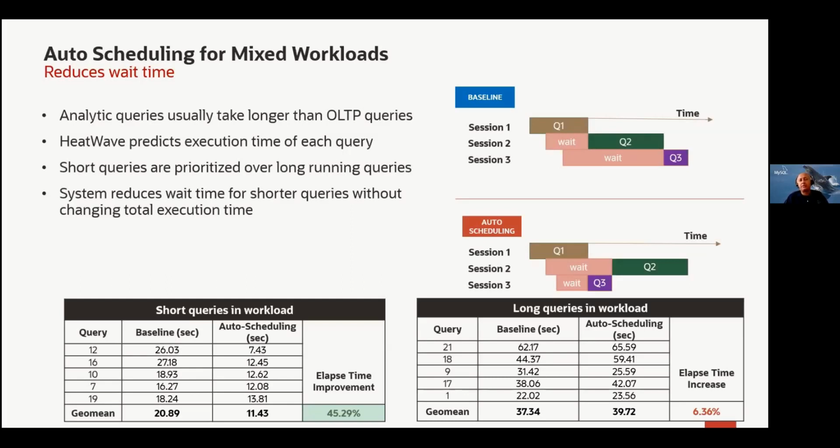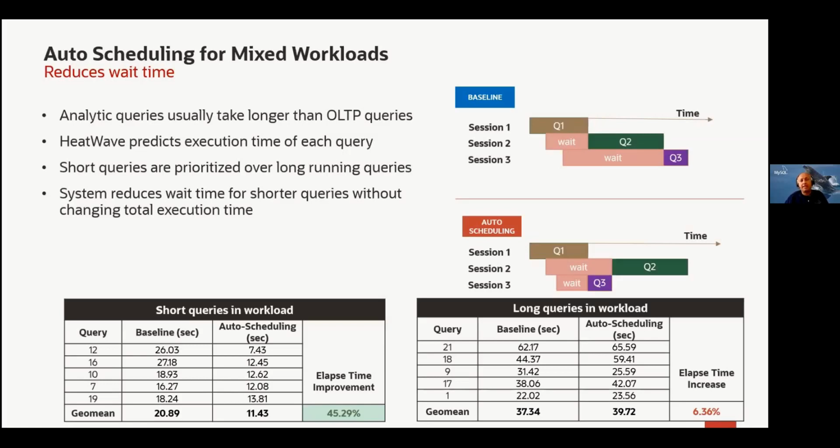That's not a very good user experience, because for the shorter running interactive queries, the customer would like a better response time. So what we have done, which is fairly unique in HeatWave, is that for every query which comes in, prior to execution, we predict the execution time of the query. Once we have done this prediction, we prioritize those queries which are going to take less time to execute. The advantage is that the wait time for the short running interactive queries reduces without causing a significant increase in the time for the long running queries.